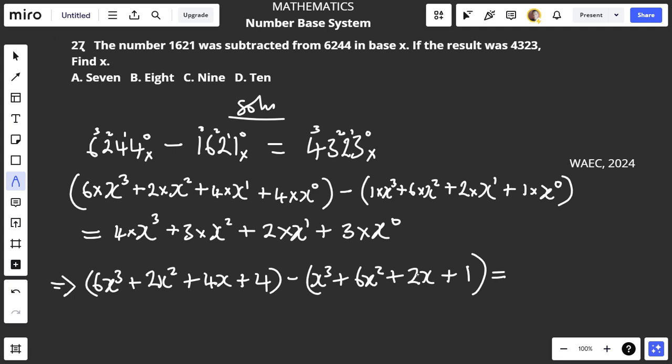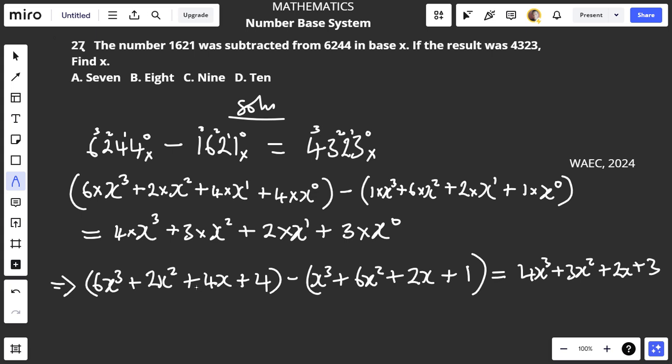Then equals to 4 times that will give you 4x raised to the power of 3, 3x squared plus 2x plus 3.